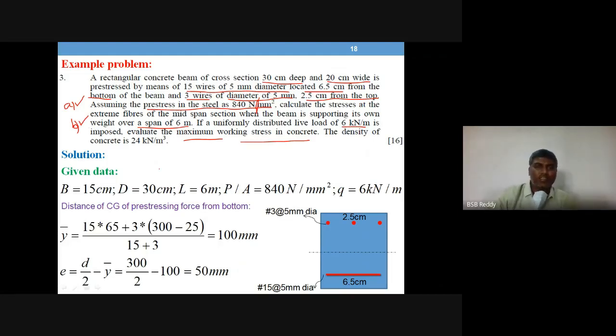This is the question. And the point here is you work out this problem with this 20 centimeters as width, and taking this example, I'm going to give you with B as 15 centimeters. So you work out for 20 centimeters, I'll work out for 15 centimeters. Right, so remaining data is same.